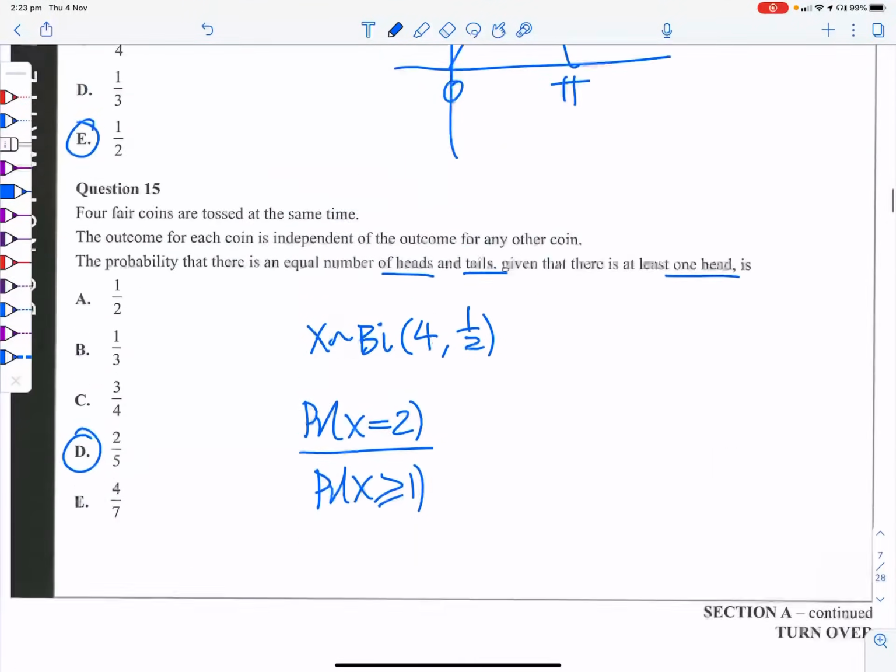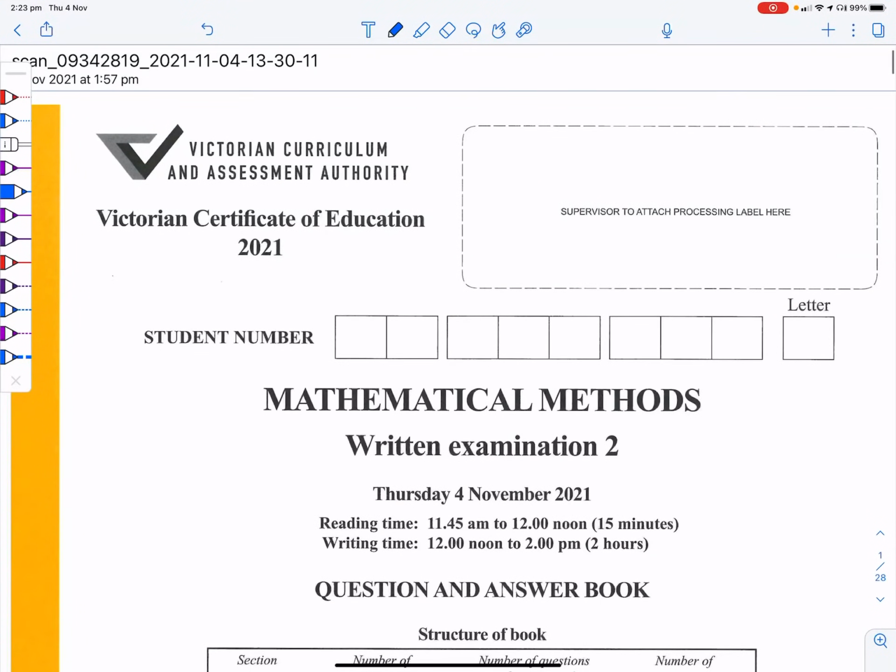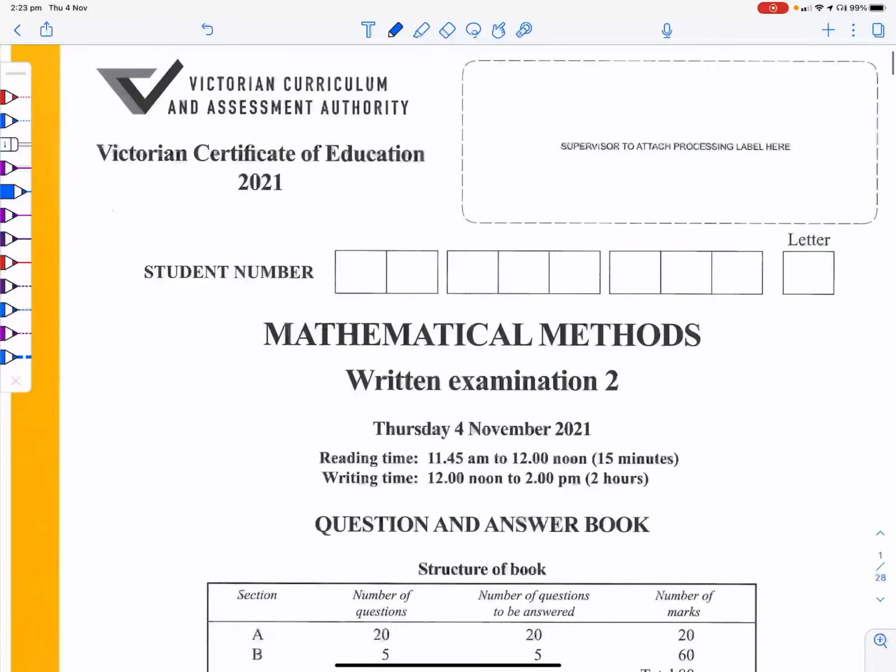Okay, so hopefully I got those right. Don't know what to say about that one. I don't think it was ridiculously hard though, but maybe, I don't know, I never know.